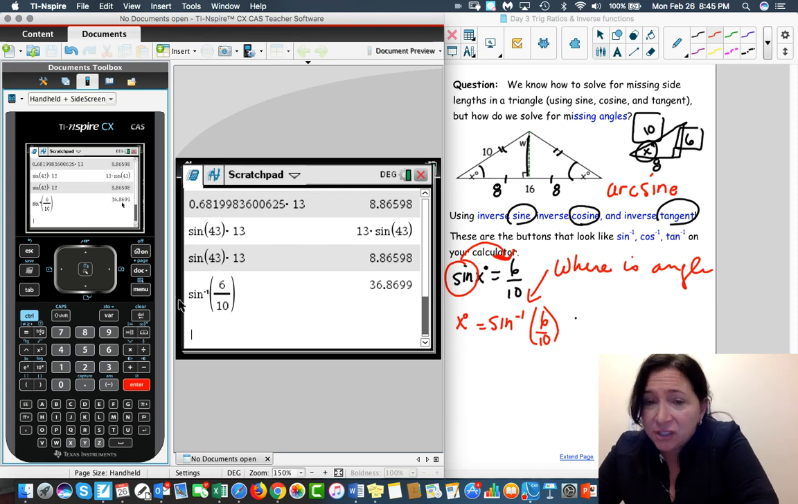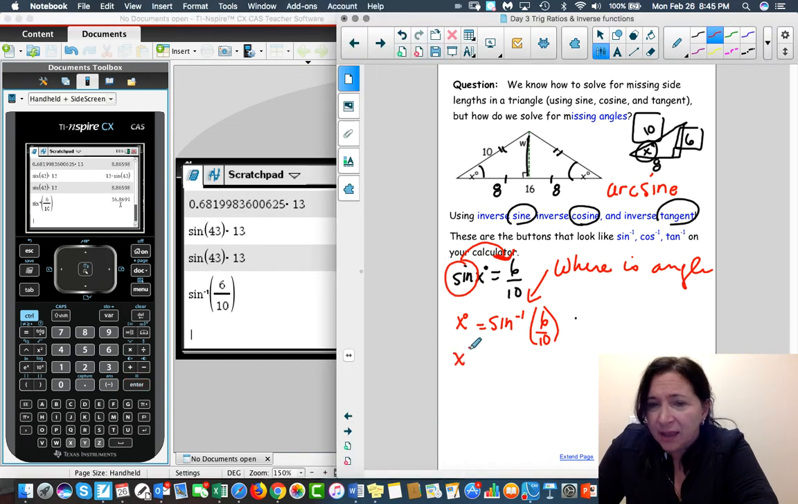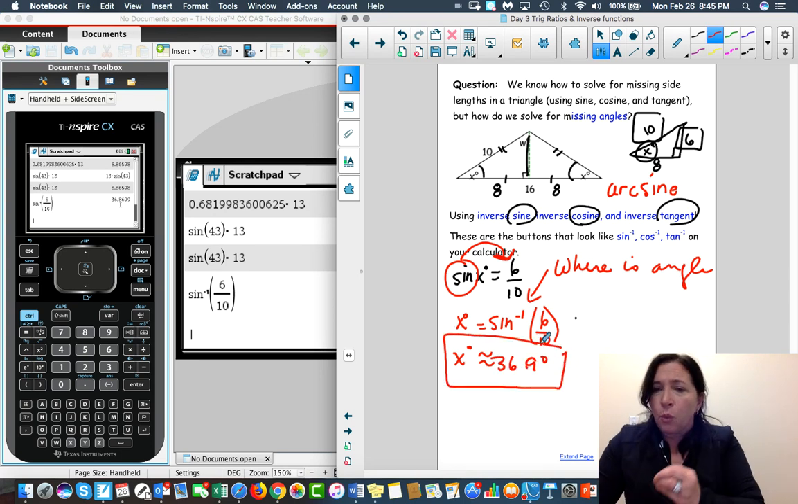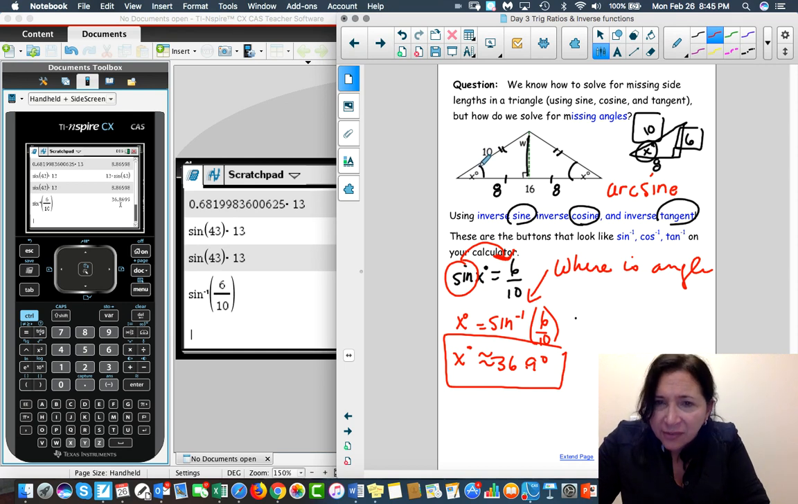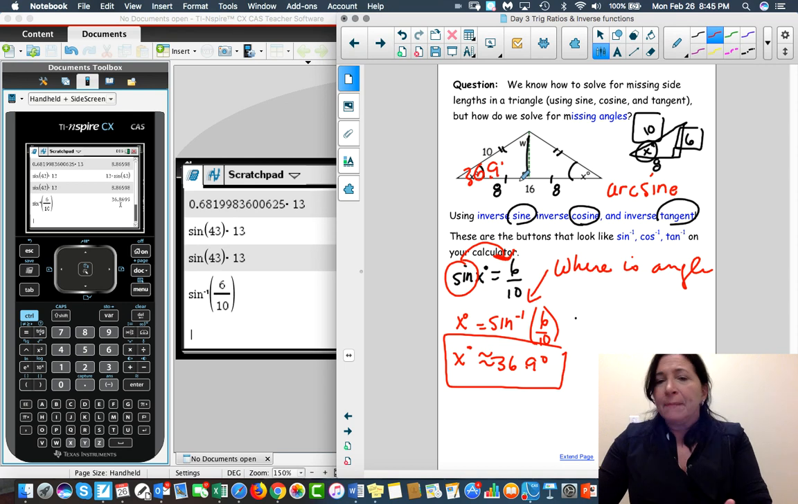And what I just figured out was that this is 36.9 degrees. So x degrees is about 36.9 degrees. And so that's the angle where I'm at. And so that's x. That's this angle here, 36.9 degrees. Now, so we know x is 36.9 degrees. Well, what if I want to find w?